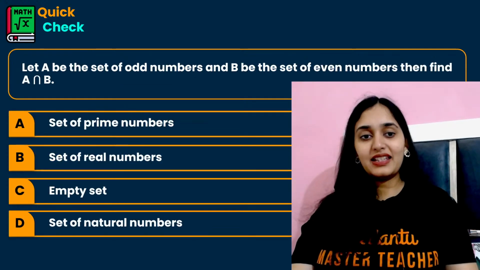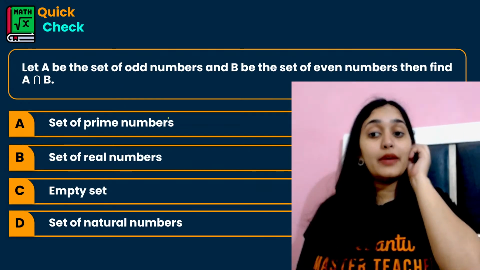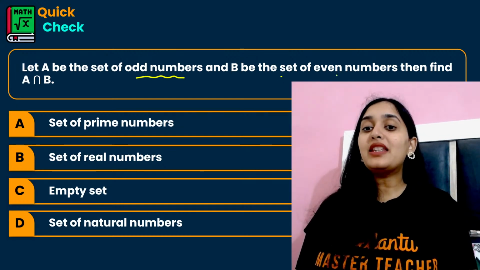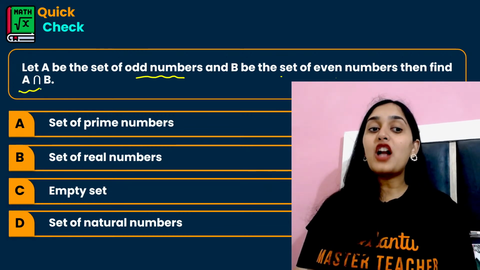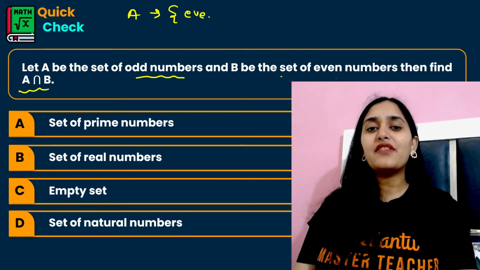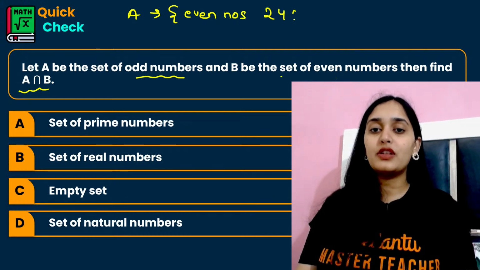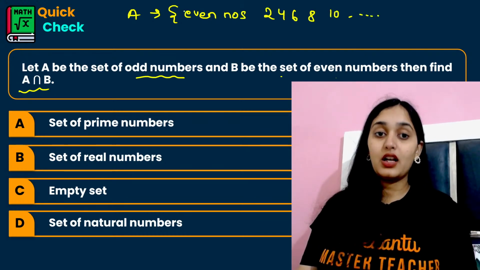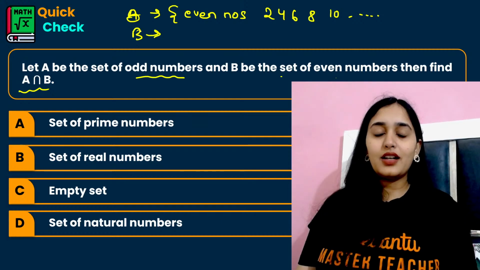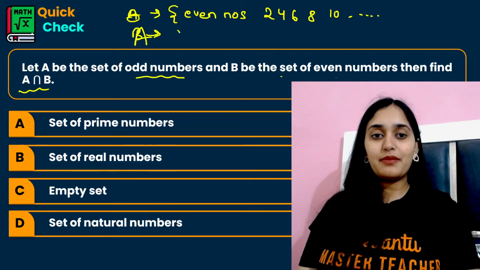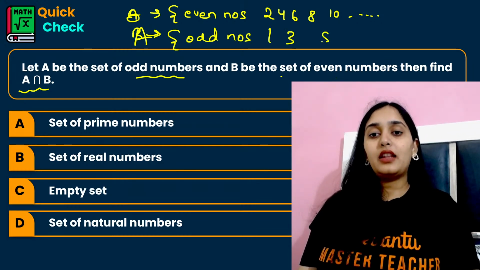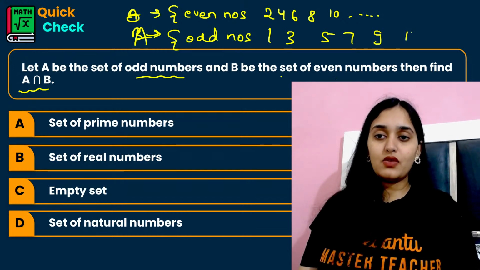Simple. Right? Okay. Come on, let's do another quick check question. Let A be the set of odd numbers, B be the set of even numbers. Then what will be A intersection B? Can you guess? Set A is having all the odd numbers 1, 3, 5, 7, 9, 11 and so on, and set B is having all the even numbers 2, 4, 6, 8, 10 and so on.